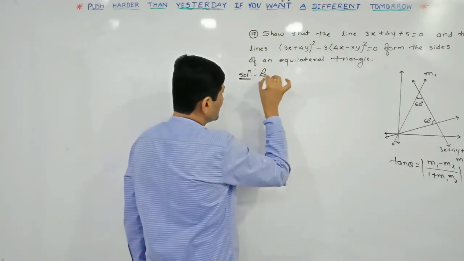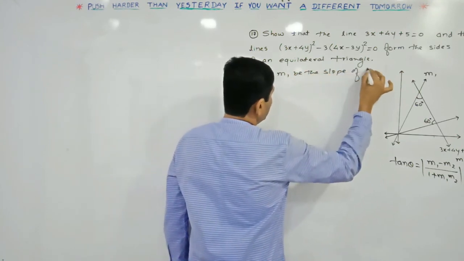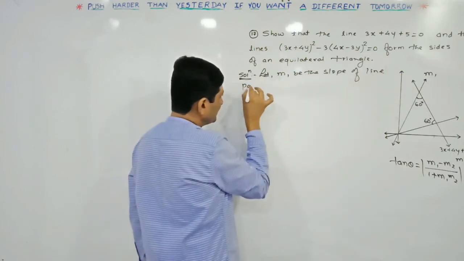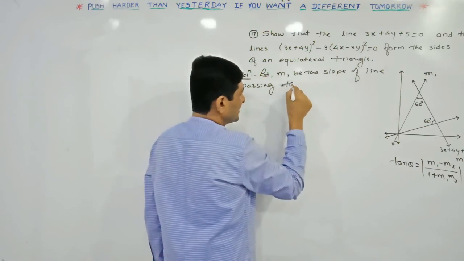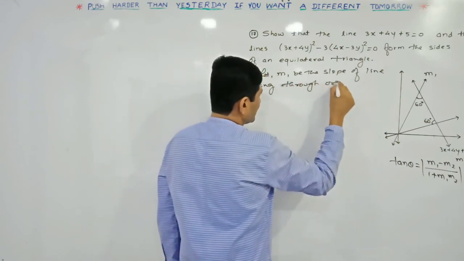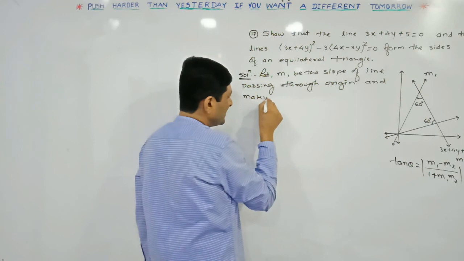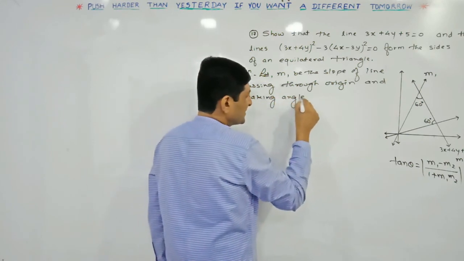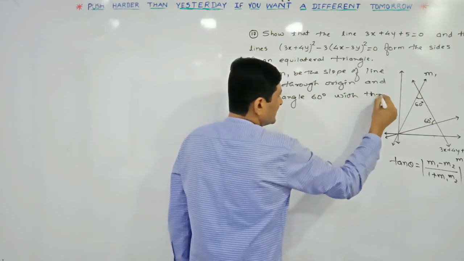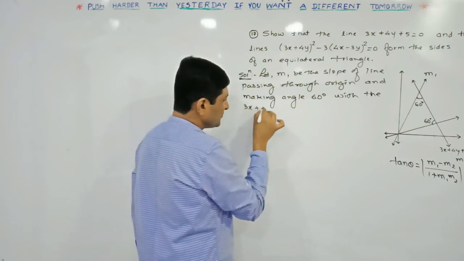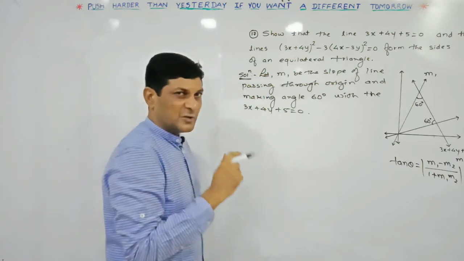So here what we are supposing, let m1 be the slope of the line passing through the origin, and making an angle, how much angle, 60 degree with the line, which line, 3x plus 4y plus 5 is equal to 0. Now the slope of this line we are denoting by m2.